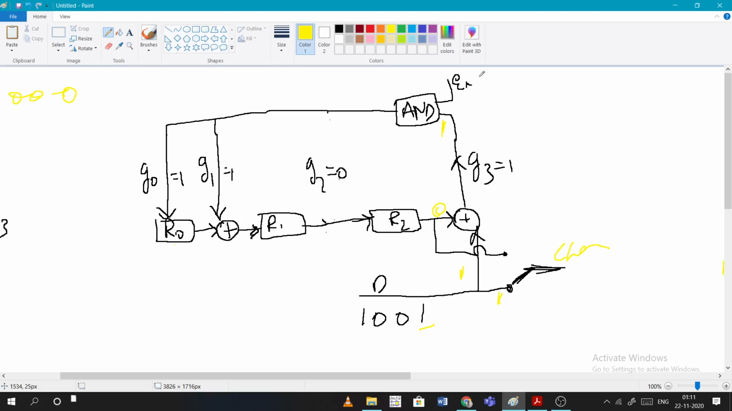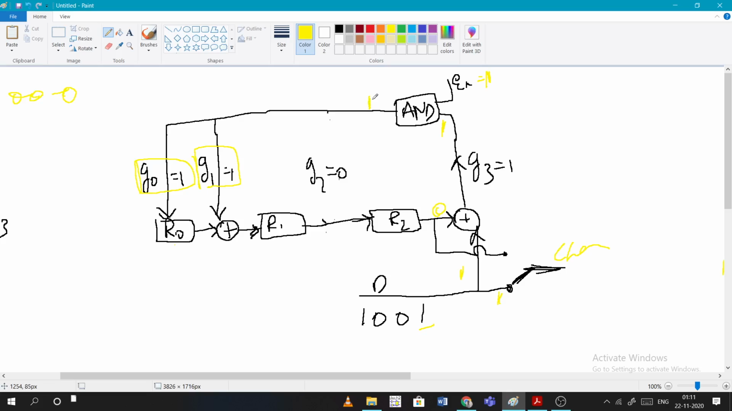And enable pin, initially enable should be 1 only. Until all these bits enter this circuit, the enable pin will be 1. So when the enable pin is 1 and this is 1, 1 and 1 results in 1. So basically this line here is a block of G1, G2 like that. Okay. Now what happened? This one is entering here, and G0 is also 1. That's why basically it will pass.